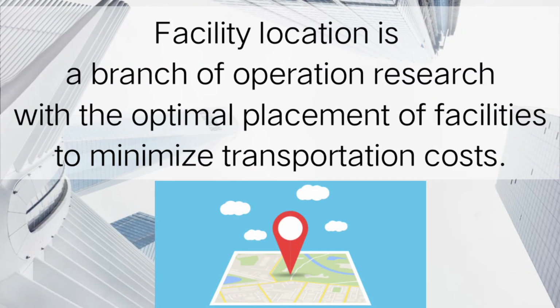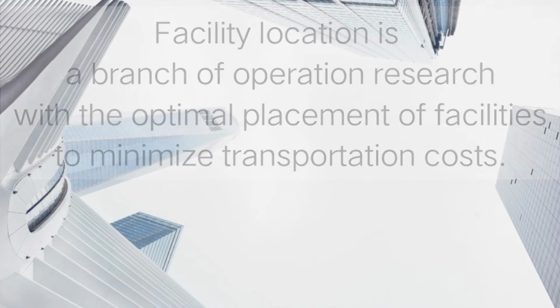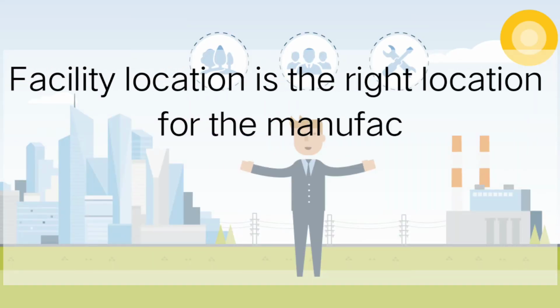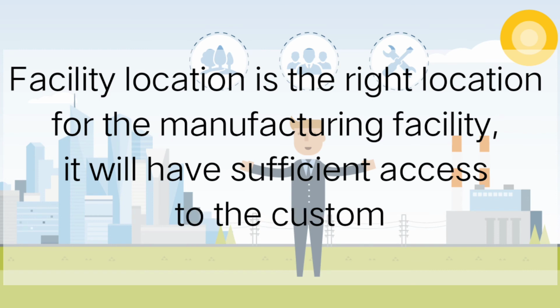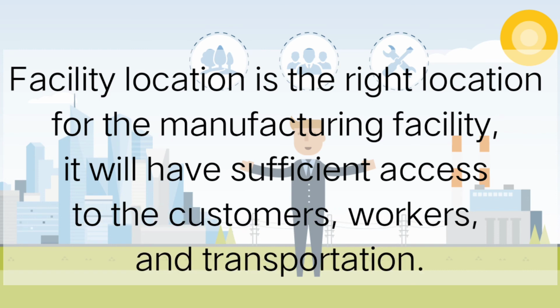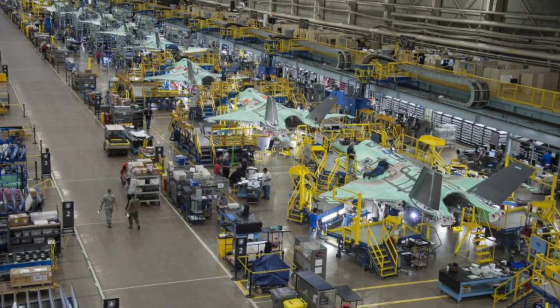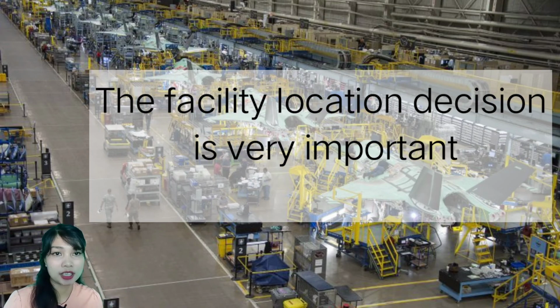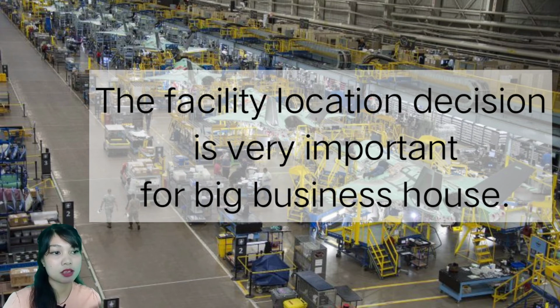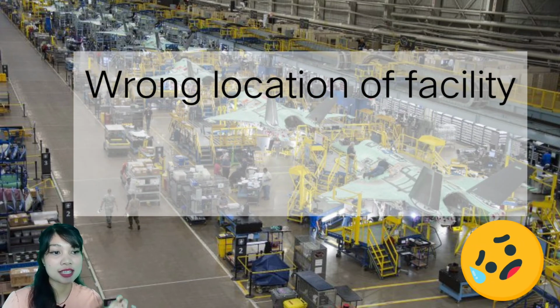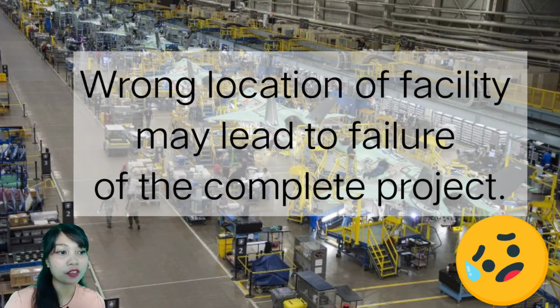First, let us know what is the meaning of facility location. So facility location is a branch of operation research with the optimal placement of facilities to minimize transportation cost. Facility location is also called the right location for the manufacturing facility, so it will have sufficient access to the customers, workers, and transportation. The facility location decision is very important for big business house. Wrong location of facility may lead to failure of the complete project.